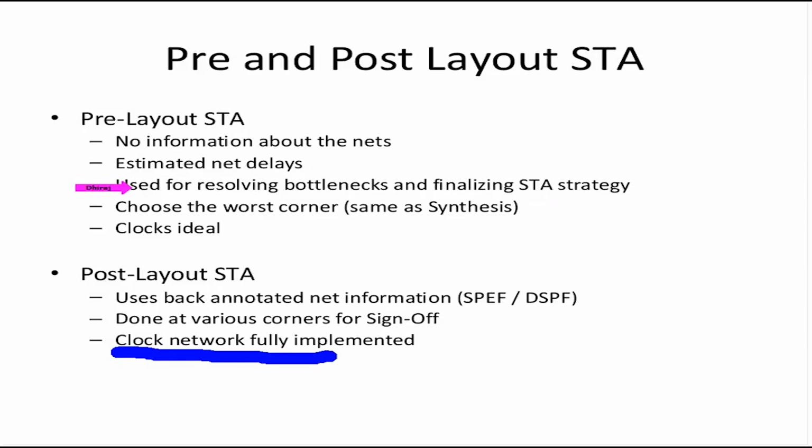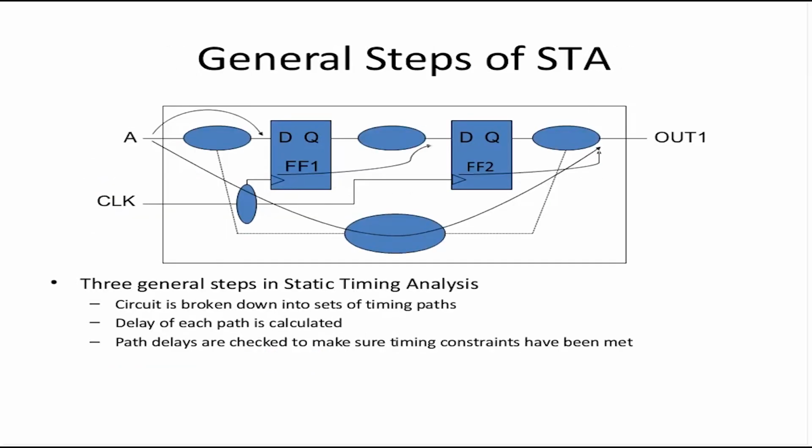We'll see what. Now, what are the steps of doing STA? I mean, what the tool actually does. Once you feed in the design and the parasitic information, based on whether it's pre layout or post layout, if it's pre layout, in the wire load model, the tool will do 3 steps. It will first break down the circuit into a set of timing paths. We saw what timing paths are in synthesis, and we'll review them in STA. For each path, delay is calculated, and these path delays are checked to make sure the timing constraints have been met.